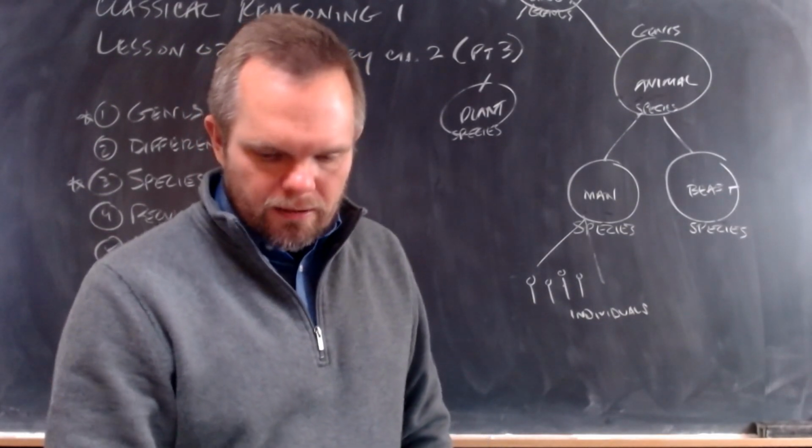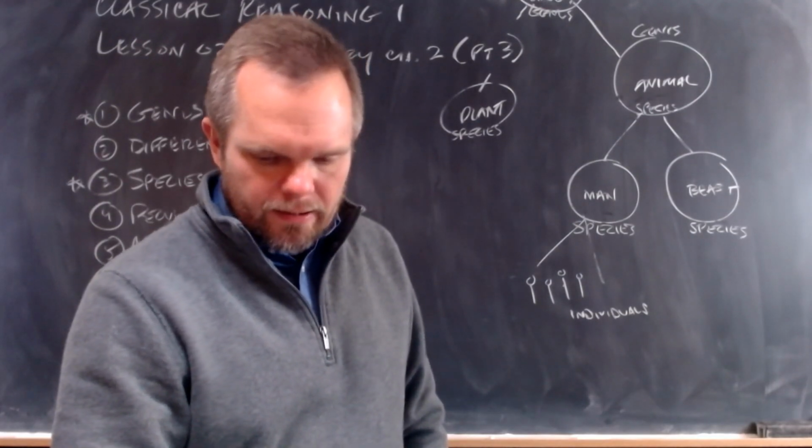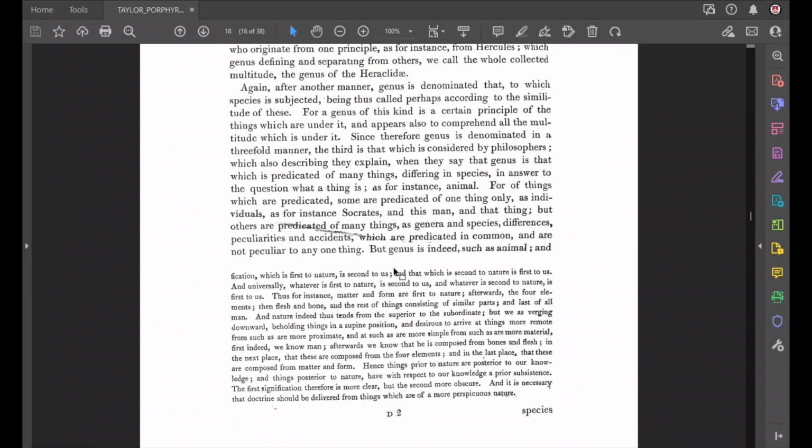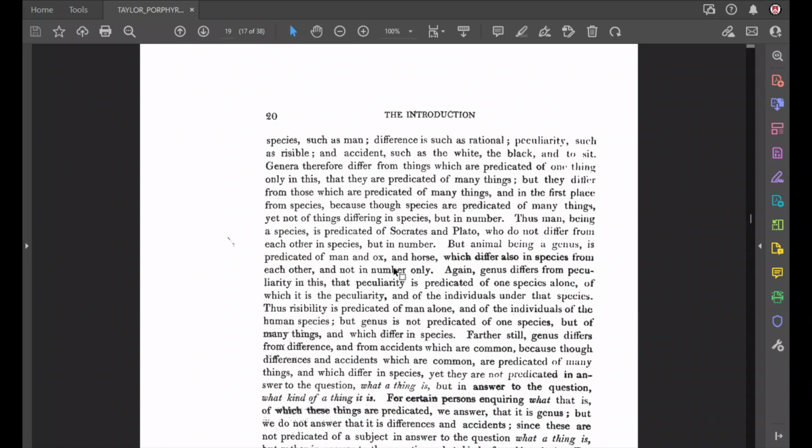So let's look at the bottom of that page, the very last line, and onto the top of the next page. He says genus is such as animal. So an example of genus would be animal. Then on to the next page, he says species. An example of species would be man. And just looking at this simple little diagram I made on the board, we can see what he means. Man is a species, animal is a genus. Okay? Oh, I'm sorry, I wrote it in the wrong place. Man is species.